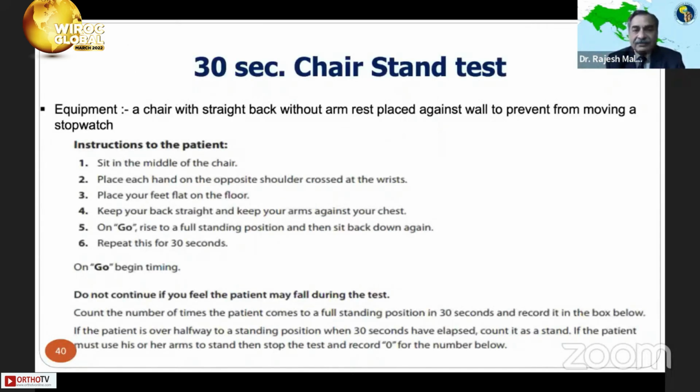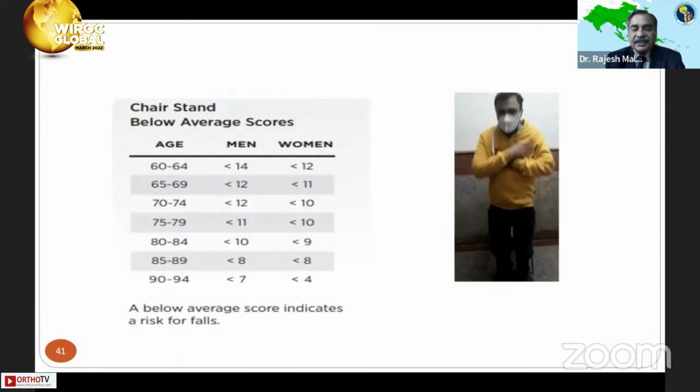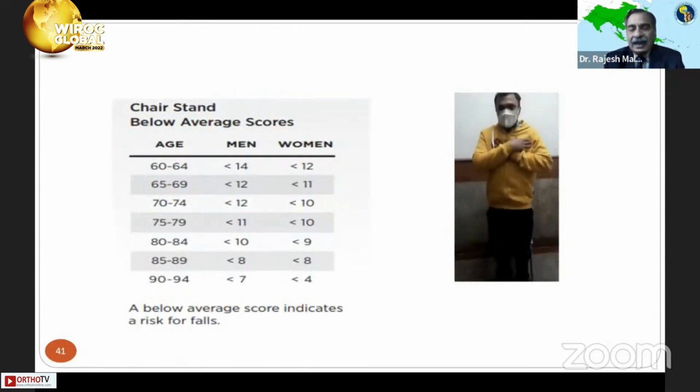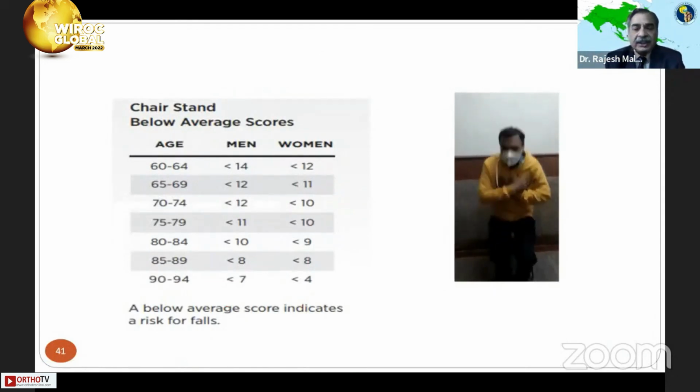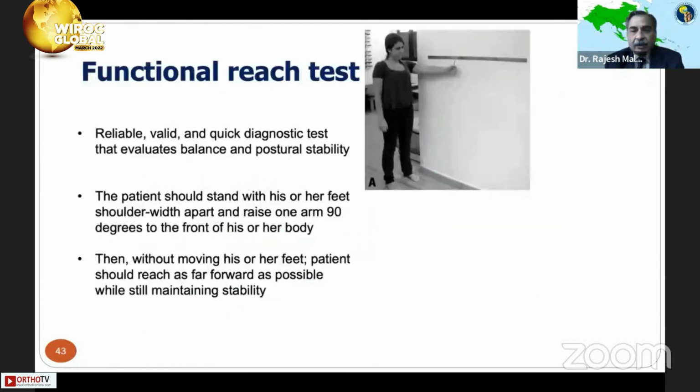This is a very important test, which is called the 30-second chair stand test. If you hold your hands across your chest and get up from the chair, you should be able to do it at least 14 times in 30 seconds. And if you have a below average score, it indicates a risk for fall.